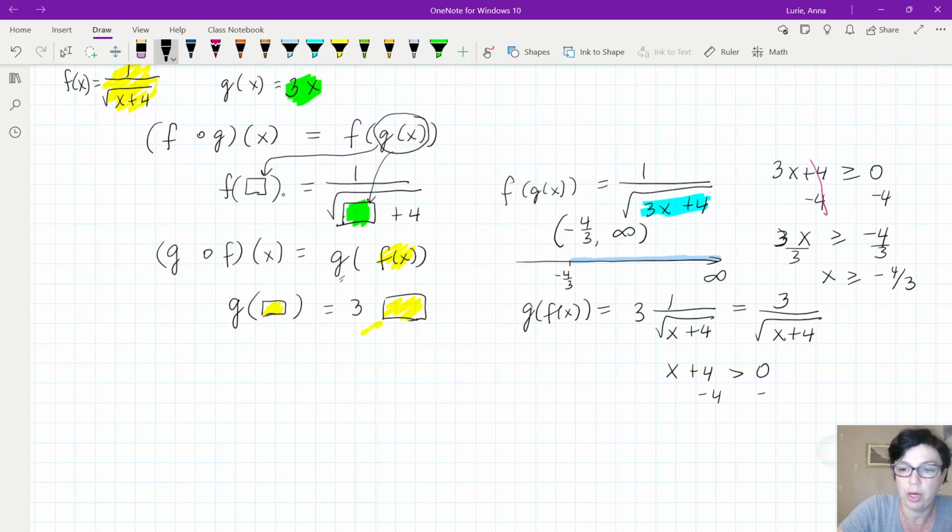So now we're just going to subtract 4 from both sides. So that gives us x greater than negative 4. And in interval notation, that would be negative 4 to positive infinity. And then when you apply g of f of x, it just basically became the same thing. It's just a 3 on the top. That's not going to change the domain.